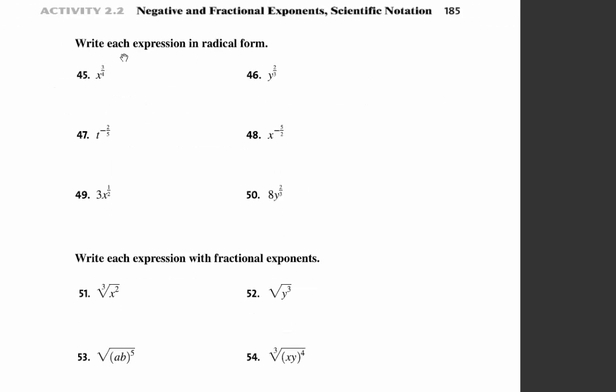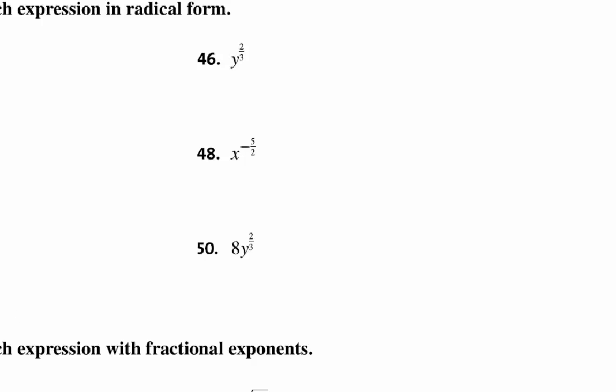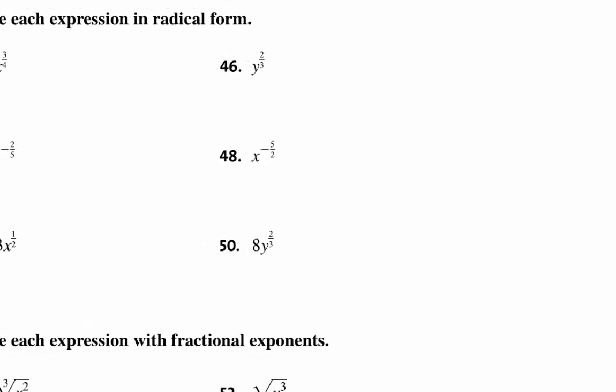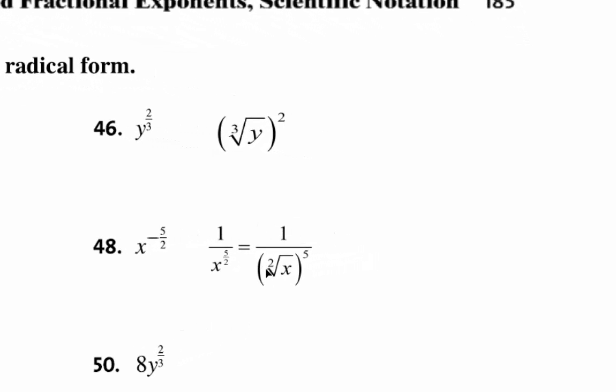Now it says, all right, write each expression in radical form. So we can't evaluate these, but we can at least rewrite these problems. So let's take a look. 46, we have y to the 2/3. There's not much we do here. Right? The index is a 3 and the power is a 2, and that's my answer. For number 48, to handle the negative exponent, we bring the x to the denominator and make the exponent positive. So I write 1 over x to the 5/2. The 2 goes in my index, and the 5 is my power, and there's my final answer.